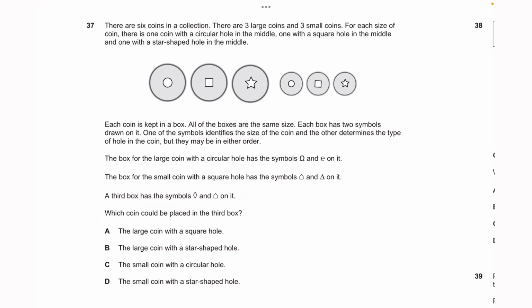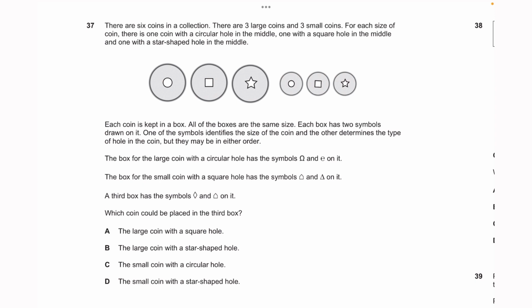What we can see first of all is that there are 6 coins. We've got 3 large ones, and we've also got 3 small ones. In each of the 3 large ones, we've got 3 different shapes: a circle, a square, and a star. And in the small ones, we've also got a circle, a square, and a star. So they're all very unique, each one. Now, what's happened is that they've all been put into small boxes. Well, 3 of them have been put into boxes.